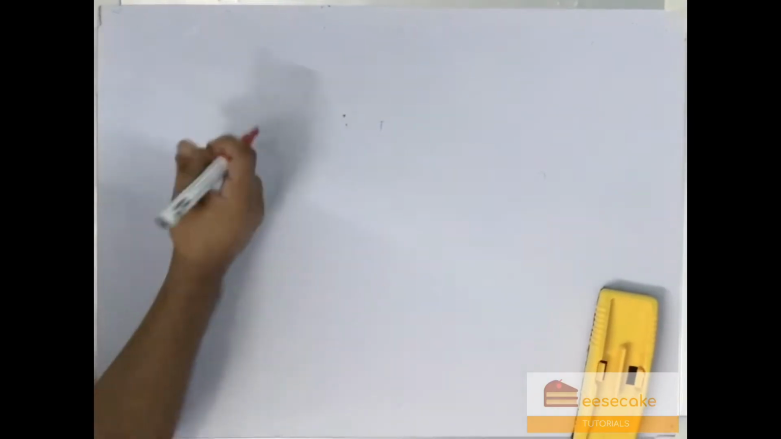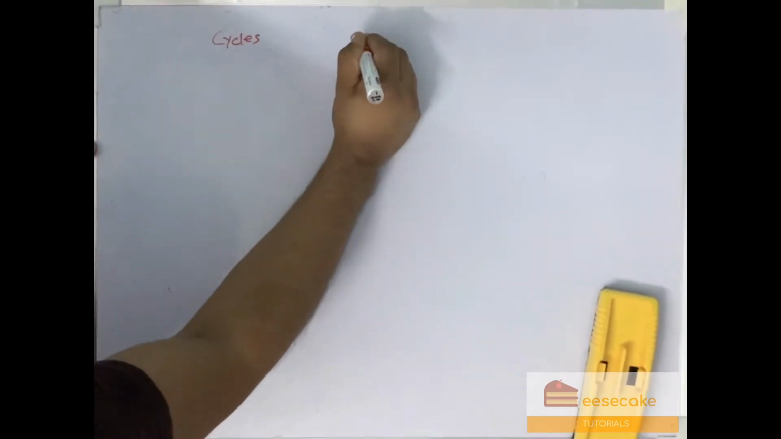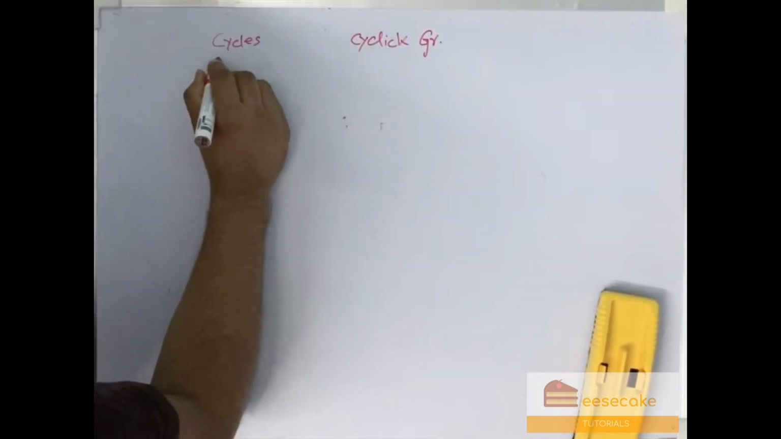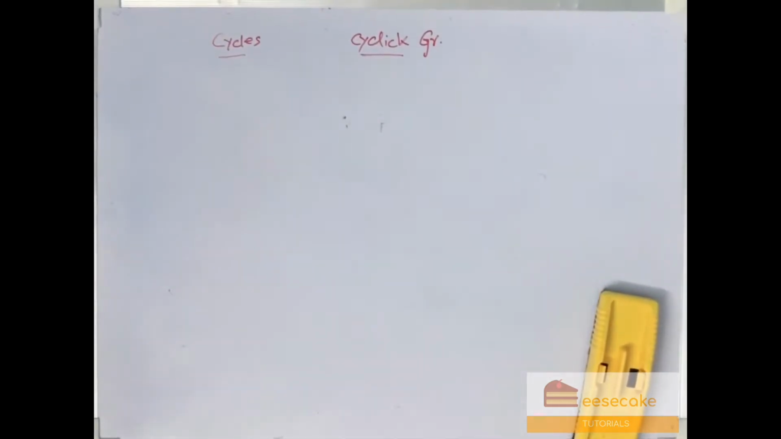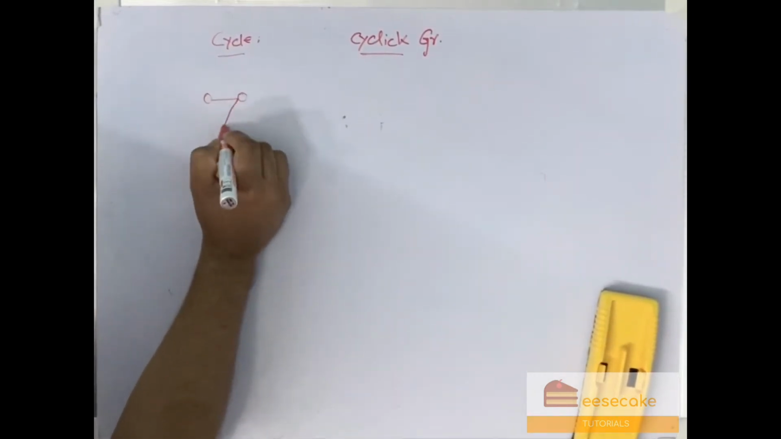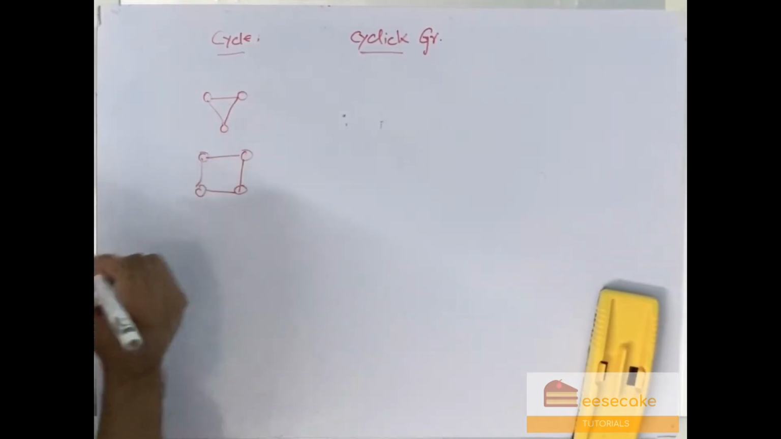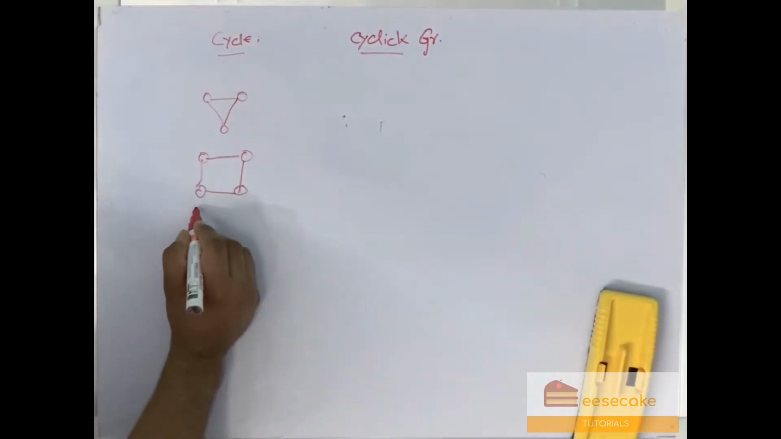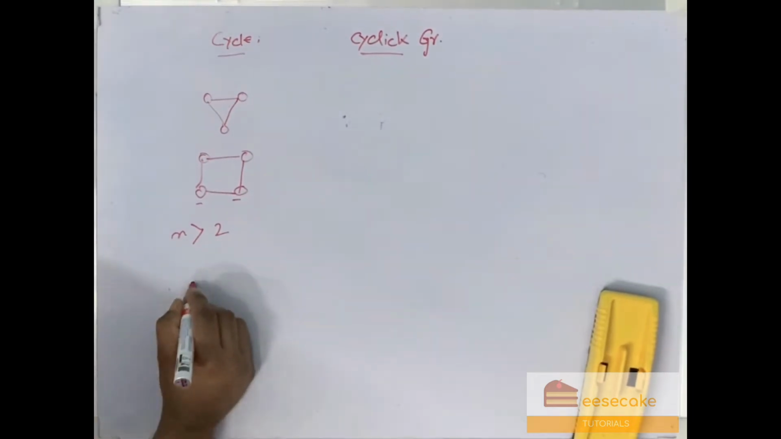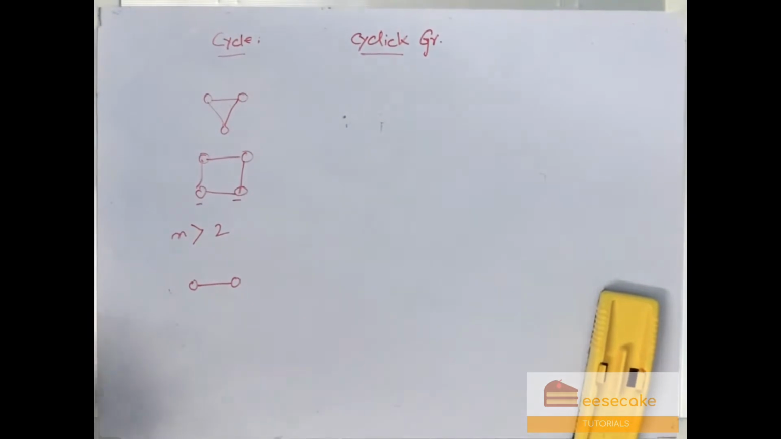So in this lesson we will learn about cycles, and from there we will learn about cyclic graphs. Okay, now what is a cycle? A cycle is something like this, right? Now the number of vertices has to be greater than 2, because with 2 vertices there can be only one edge, and that can never make a cycle, right?